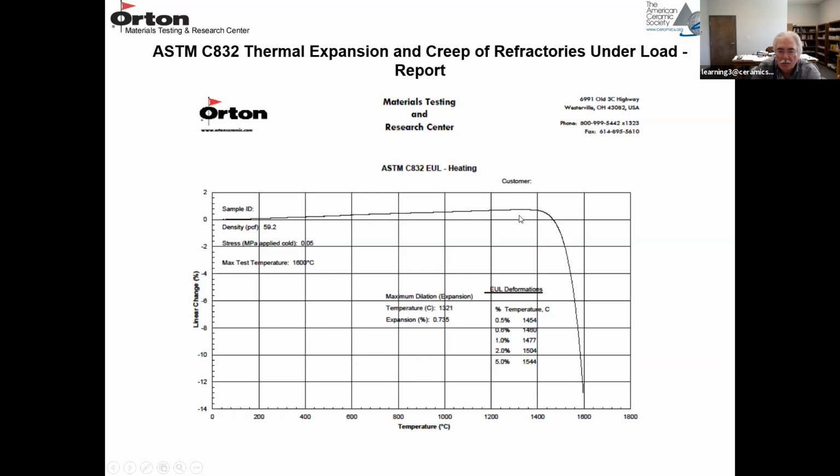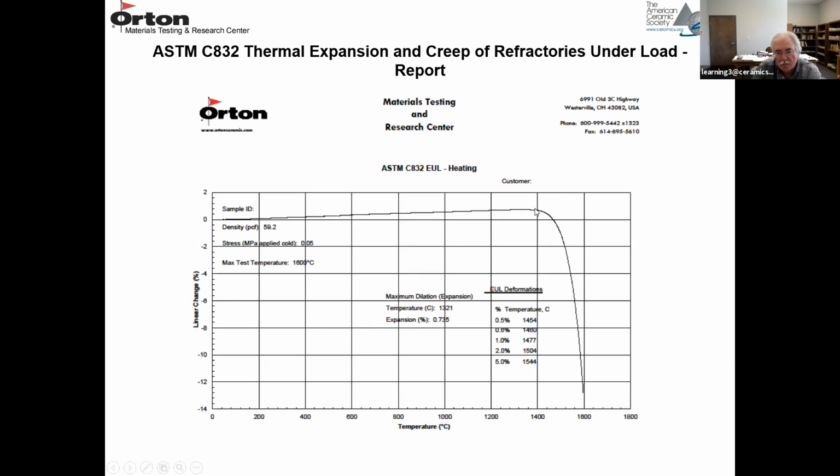The computer program that analyzes this decided that was the maximum dilation. And the expansion was about 0.7%, which is about right there. And then these were the different percentages and the corresponding temperatures of deformation.